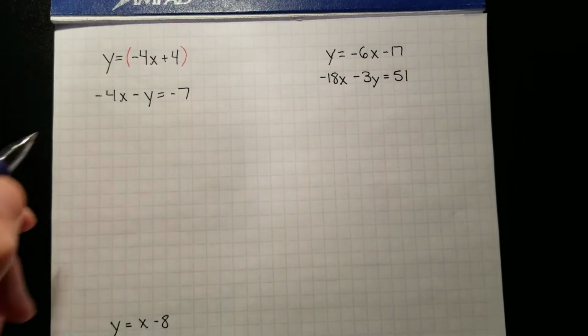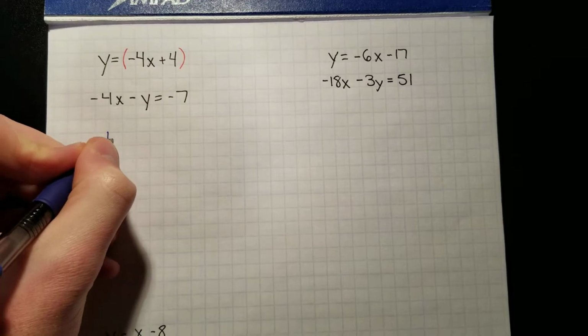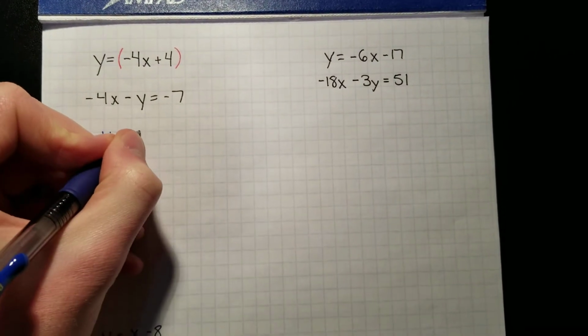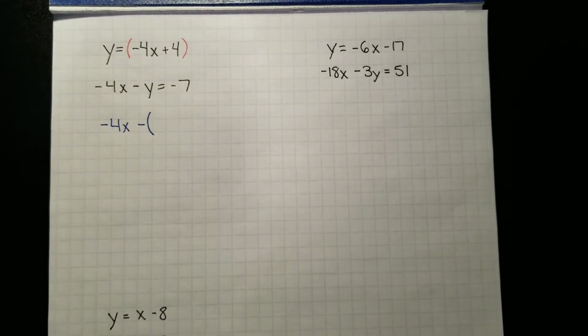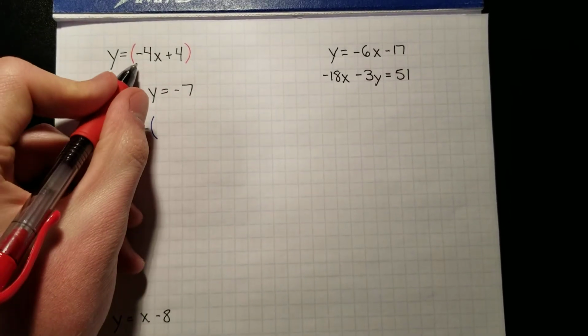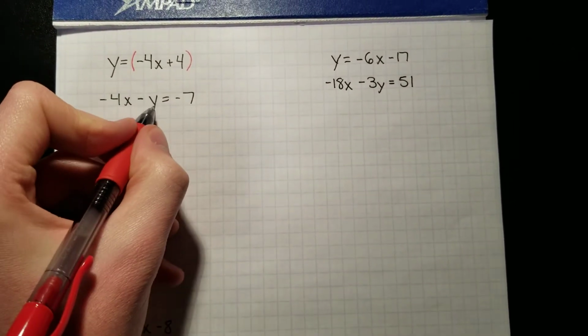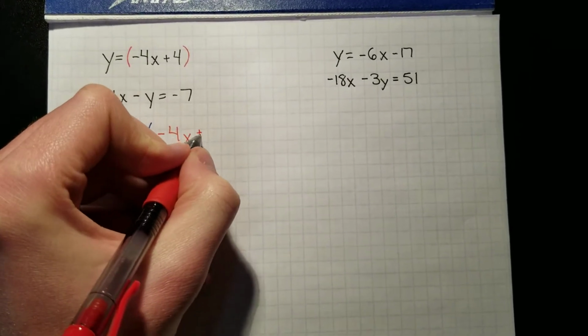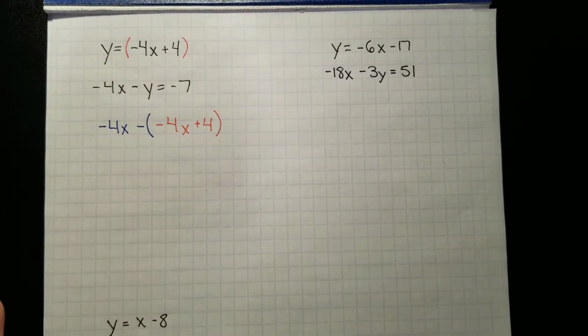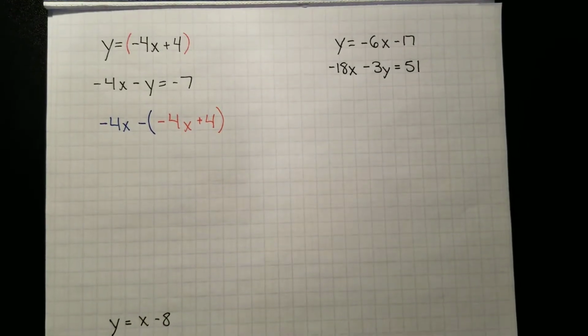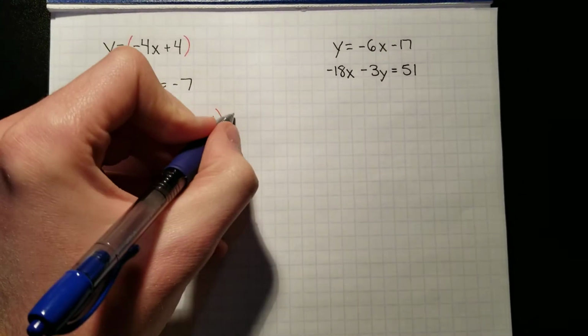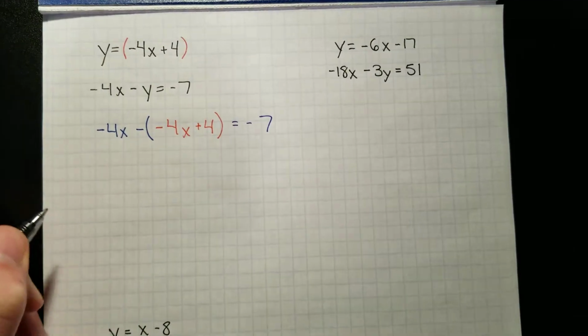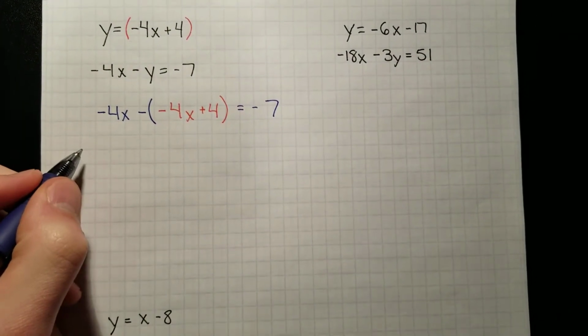So again, we rewrite this bottom equation, negative 4x minus, and then we substitute what y is equal to into the y in the other equation. So we have negative 4x plus 4. And then we finish off this equation, so equals negative 7.